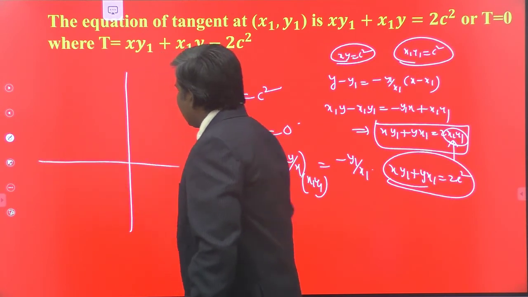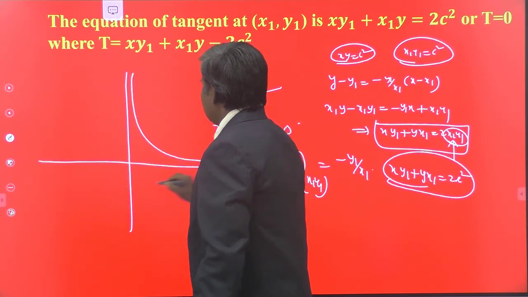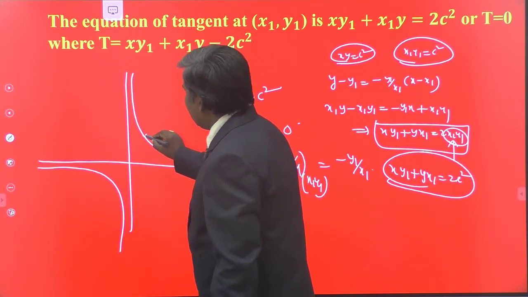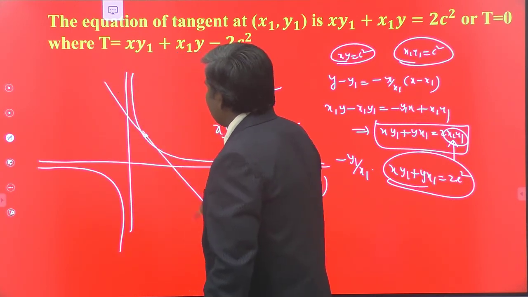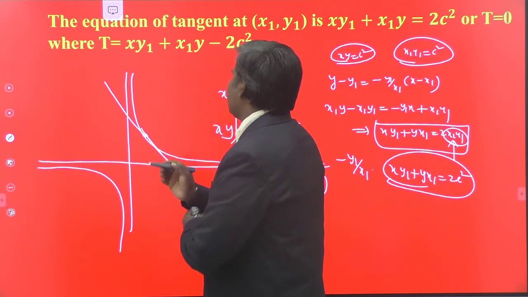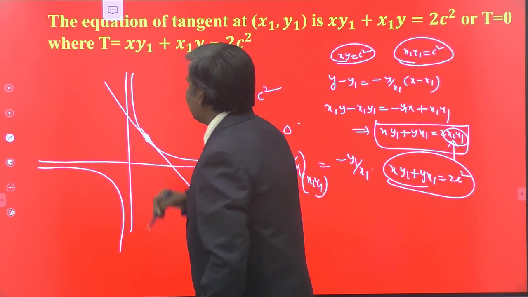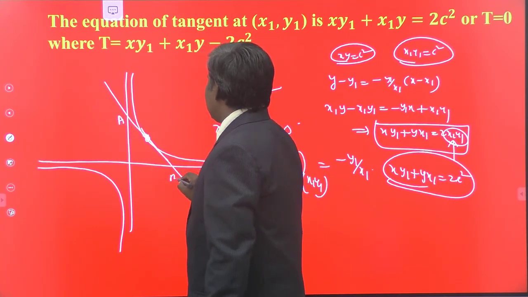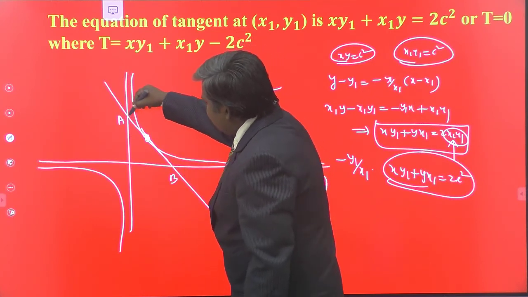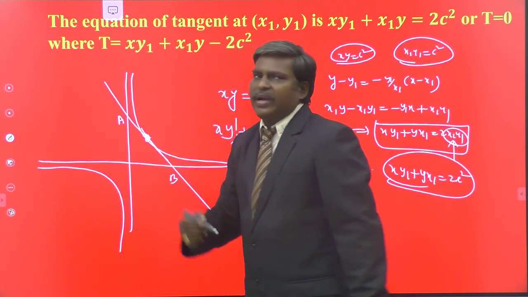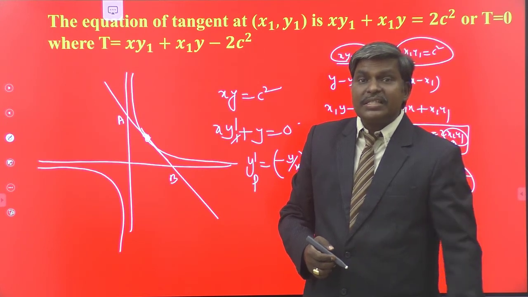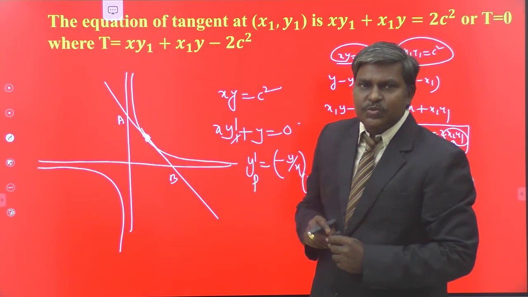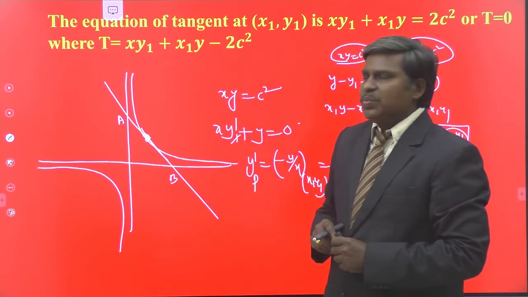This is your rectangular hyperbola, xy equals c square. If you take any point on the hyperbola and draw the tangent to the curve at that point, this is the point of contact, and these are the points of intersection of the tangent with the coordinate axes, A and B. The midpoint of AB is itself the point of contact. This property is applicable only when the curve is xy equals c square. This is a very, very important property.